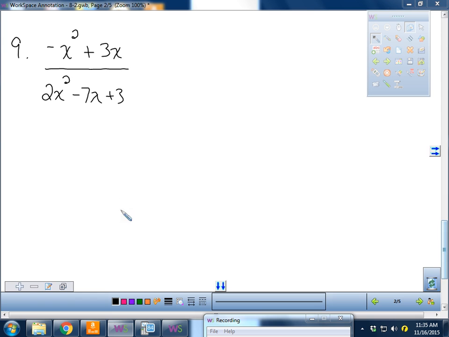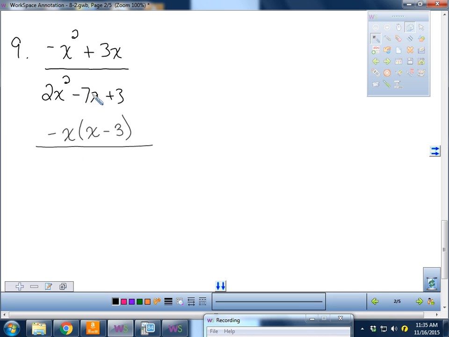All right, number 9. I don't have a trinomial on top, but I do have two terms that have a common factor of x. And normally, if I have a factor down here, the x will not be negative. So I'm going to take out a negative x. That's going to leave me with a positive x. And then 3x divided by negative x would be negative 3.